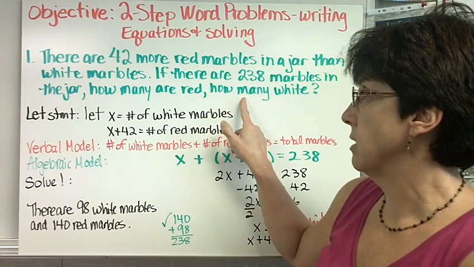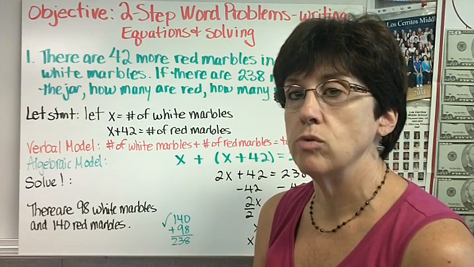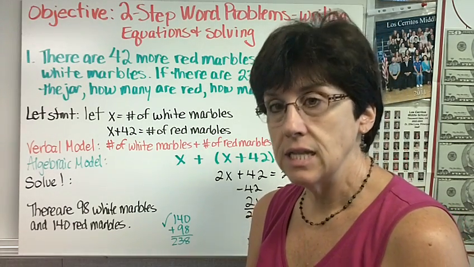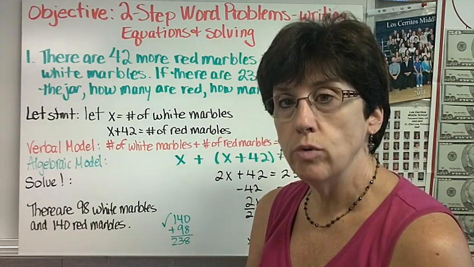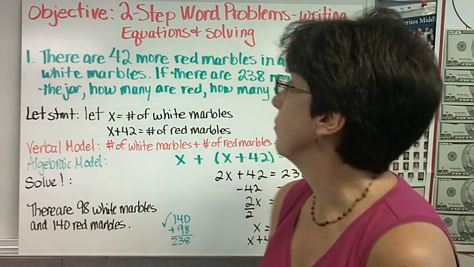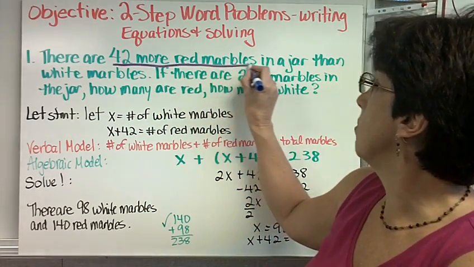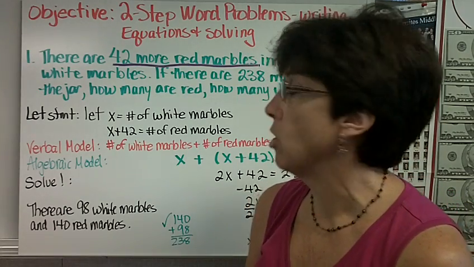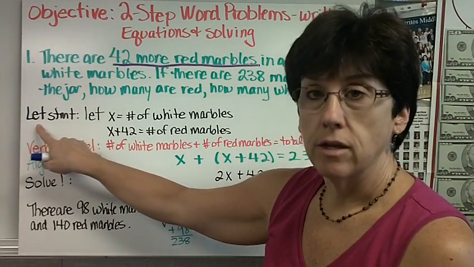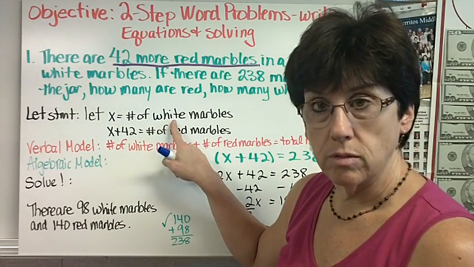How many are white? Okay, so remember with word problems, the first thing we do is write our let statements, and let statements define the variable. So we need to say, who do we know the least about? Well, I know that there are 42 more red marbles than white marbles, so I know more about the red marbles. So here are my let statements: let x equal the number of white marbles, because I don't know anything about them.